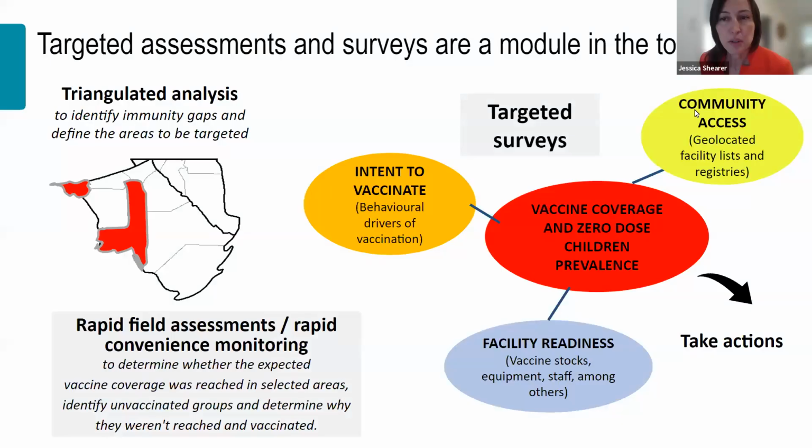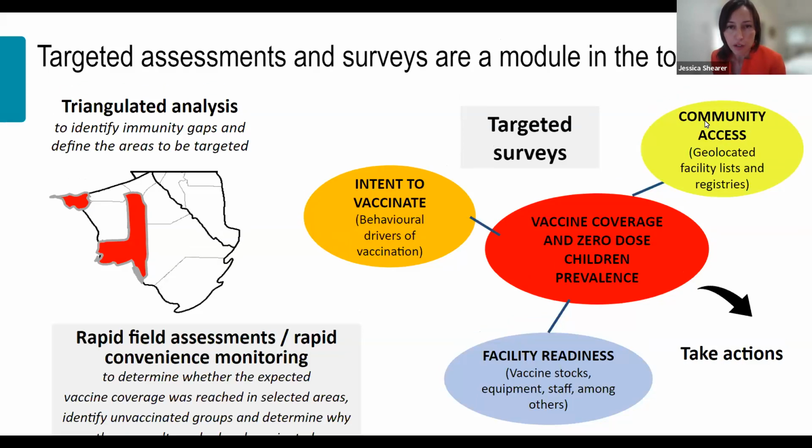Jessica? Thank you, Chilunga, and thank you so much for everyone who's been able to join us today. As Chilunga mentioned, today's topic is targeted assessments and surveys. These are a module in the toolkit because as we aim to identify, reach, and monitor zero-dose children, sometimes we don't have the administrative data or the existing information to know exactly where these children live, why they are zero-dose, how many there are, etc.